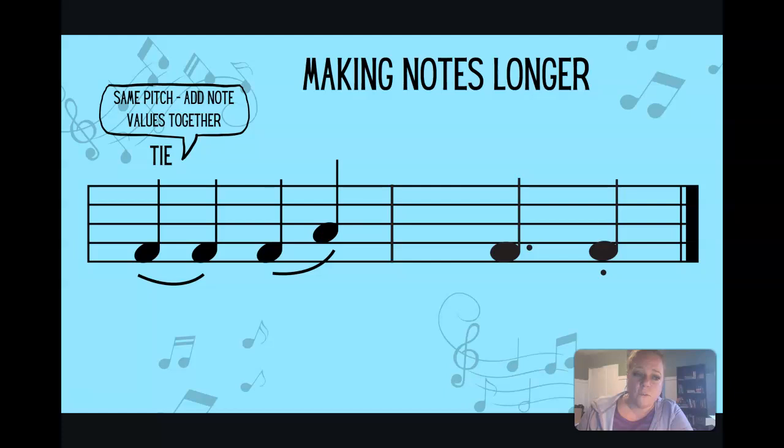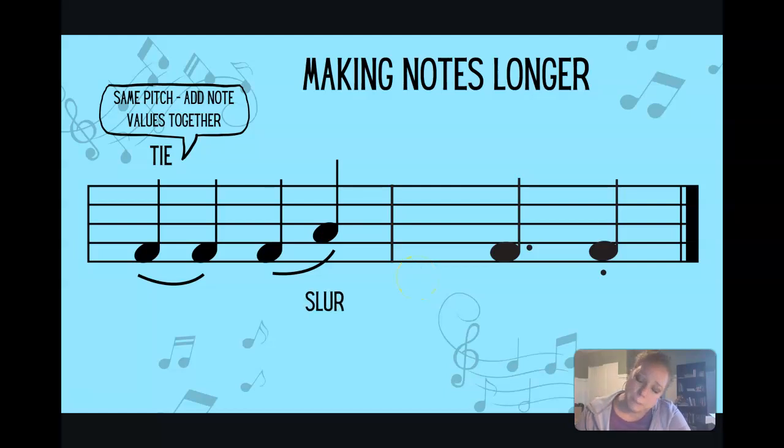If we were in 4/4 time, one quarter note would be worth one count, and then the next quarter note would also be worth one count if they're tied together and they're the same pitch. Now we'll start playing the first note, and we'll hold it for the value of this note plus the value of the other. It's simple addition. That's the first way of making notes longer, tying them together.